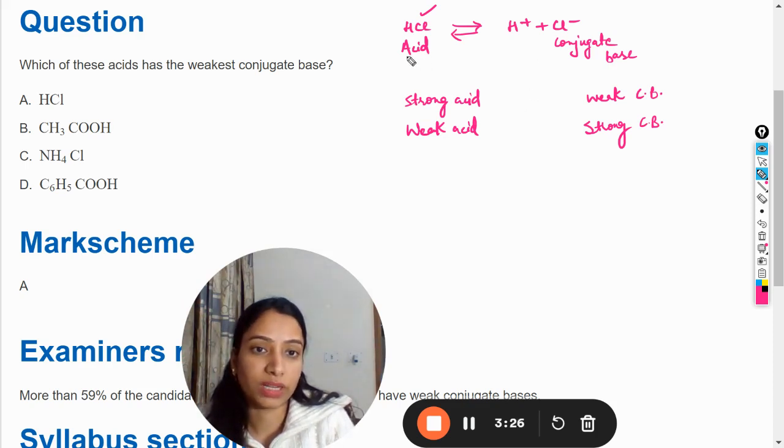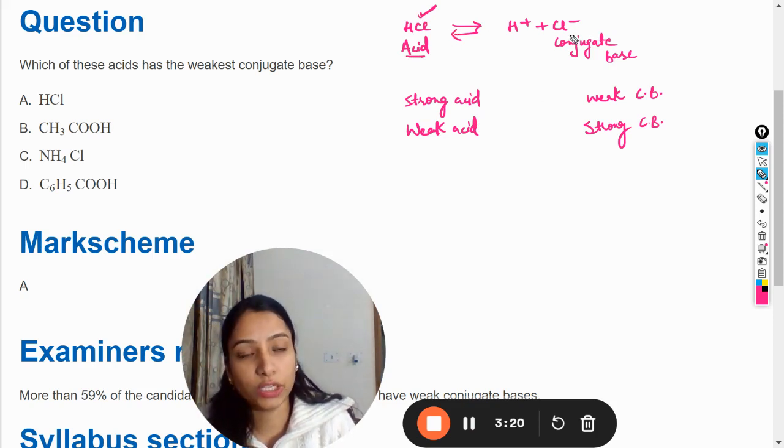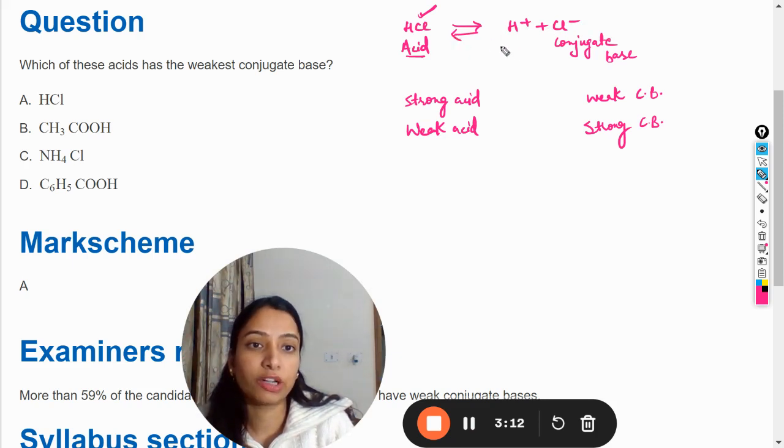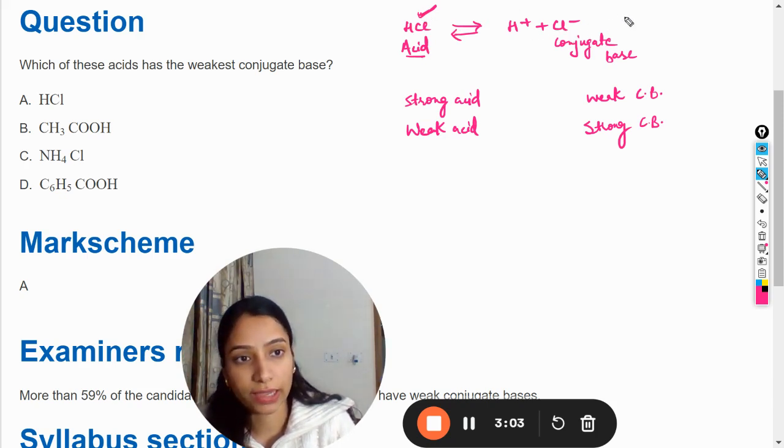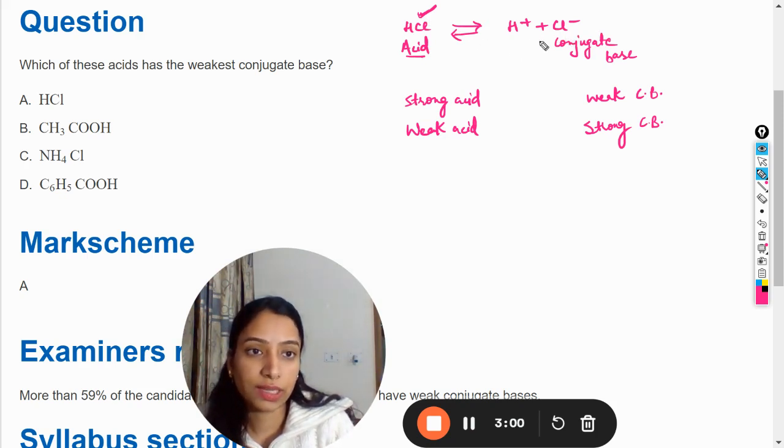If the acid is strong, like here HCl is a strong acid, it has the tendency to dissociate completely into its ions, meaning the forward reaction will occur to a greater extent compared to the backward reaction. So this strong acid will dissociate into its ions, and we can also say that this Cl negative has less tendency to accept this proton and produce HCl. So this will be a weak base, a weak conjugate base. That's why a strong acid will have a weak conjugate base.